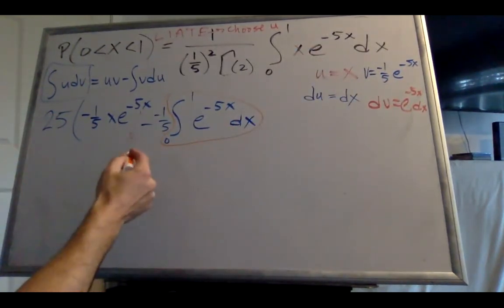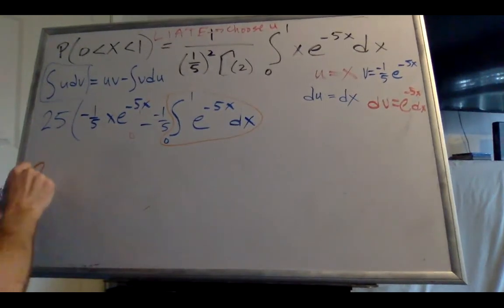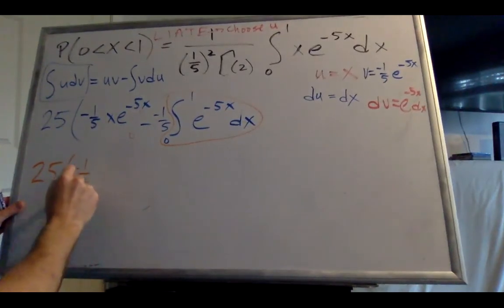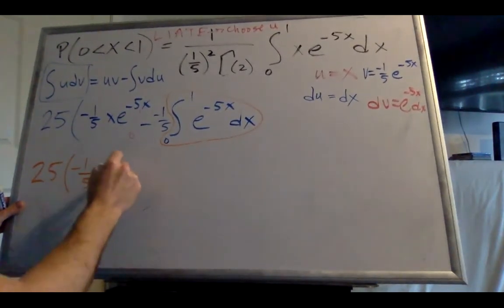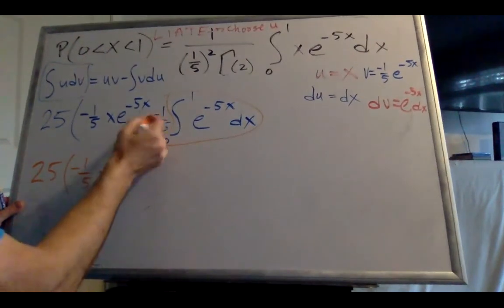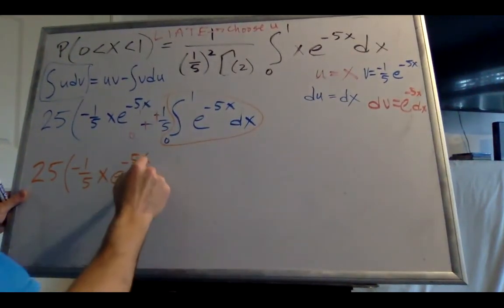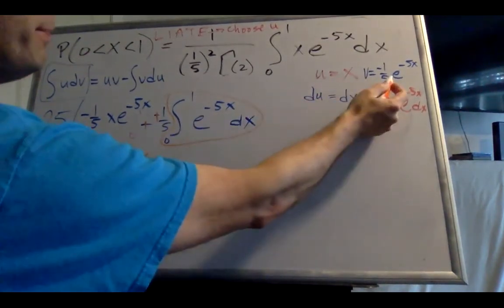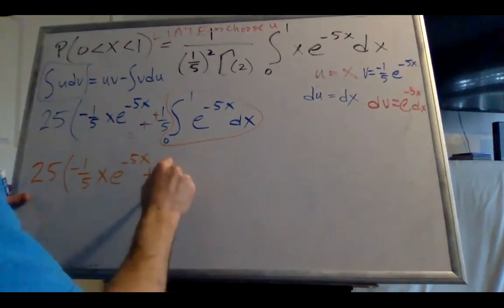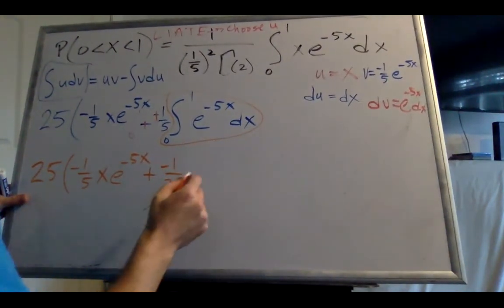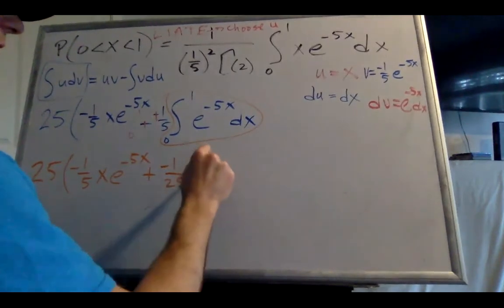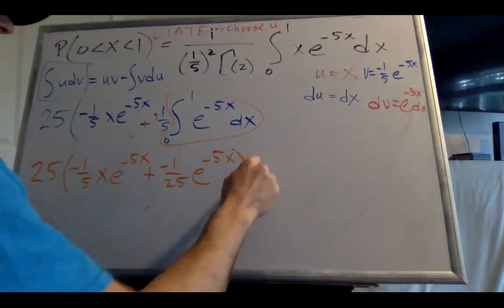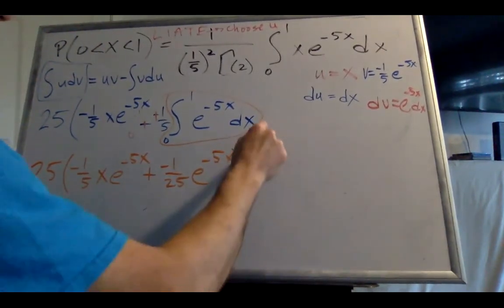So let's see if we can clean all of this up. We've got a 25 parentheses minus 1/5 x e to the minus 5x, and then negative, negative, that's a positive. So plus, we're going to have a 1/5 here times a minus 1/5. That's actually minus 1 over 25. And then we know we're going to have e to the minus 5x evaluated from 0 to 1.